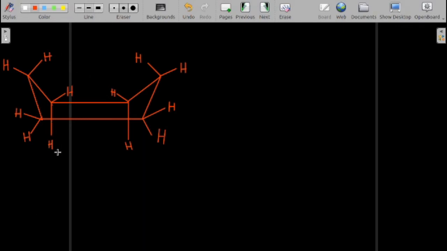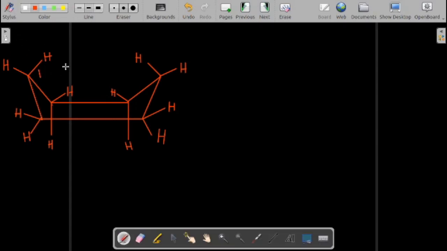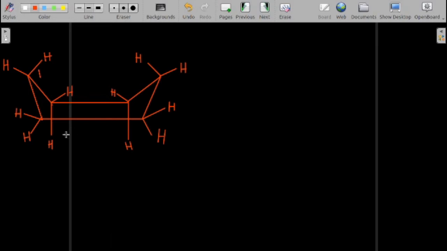First, we will number the carbons here. That is, this carbon we will number as 1, this carbon as number 2, this is 3, this carbon as number 4, this is number 5, and this is number 6.